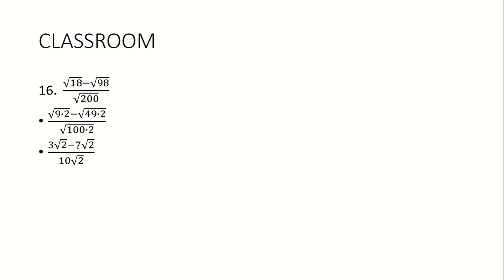3 minus 7 will give you minus 4, but it will be minus 4 square root of 2. Minus 4 square root of 2 divided by 10 square root of 2. So my answer will be minus 2 over 5.